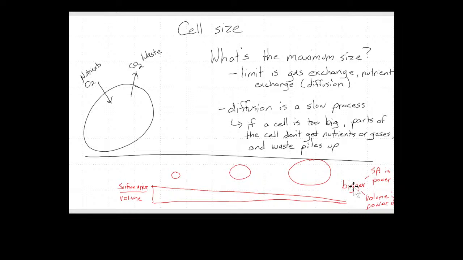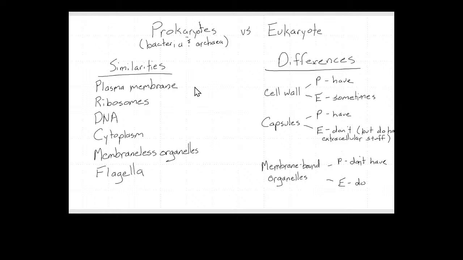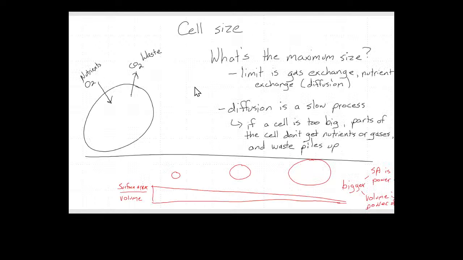And why is that? The bigger a cell gets, the surface area goes up by a power of 2, because area is a squared measurement, whereas the volume goes up by a power of 3. And so as the cell gets bigger and bigger, the power of 3 will quickly overtake the power of 2, and the ratio will not be consistent as the cell changes shape and size. Okay, so that was a very short discussion covering mostly just prokaryotic cells versus eukaryotes, and also why can't cells be huge.